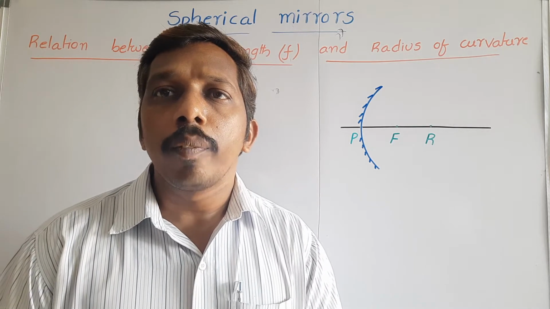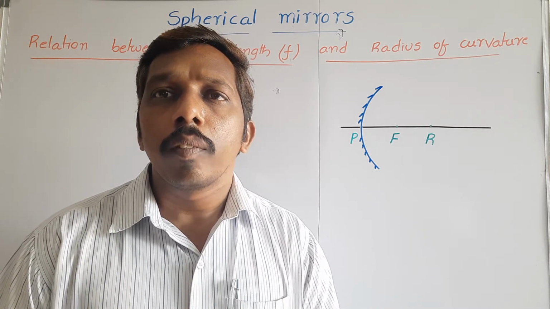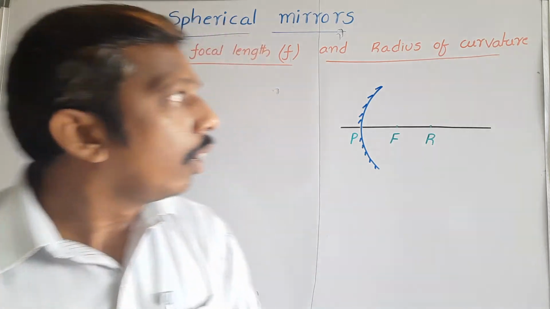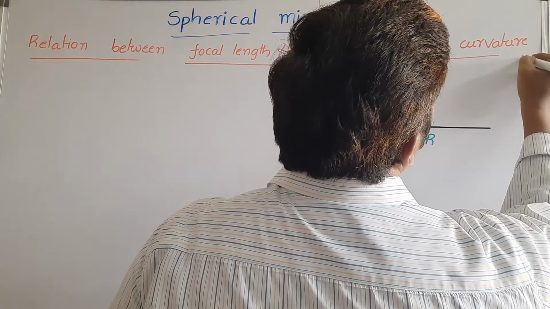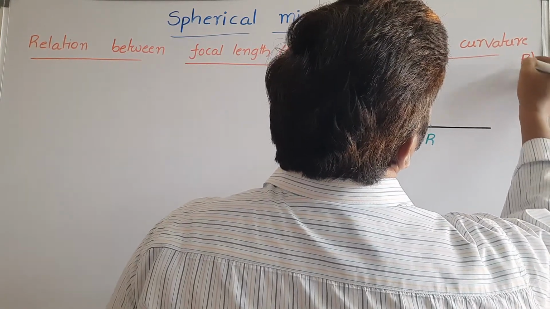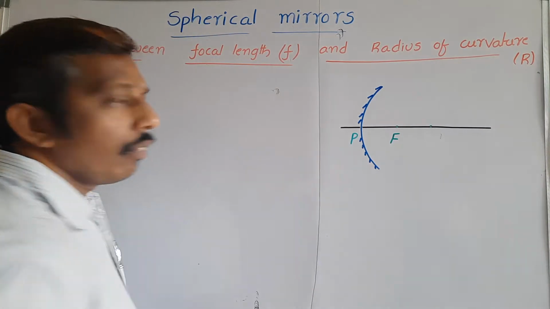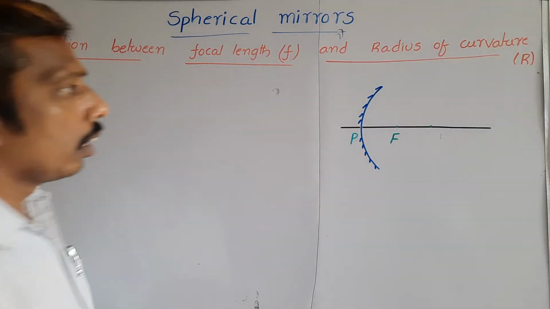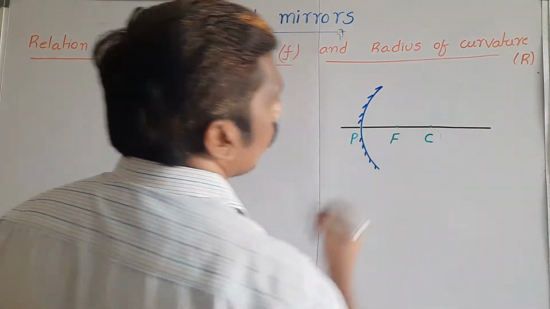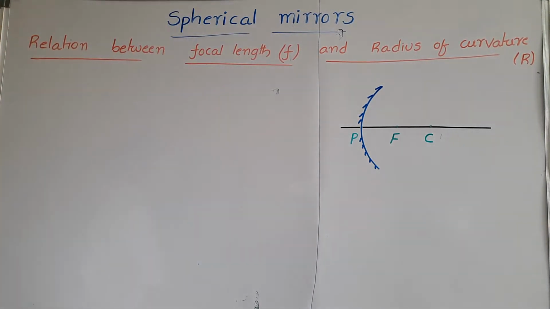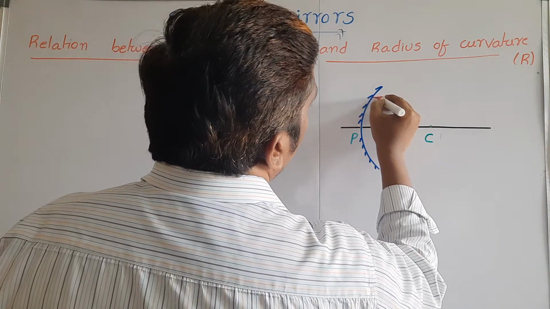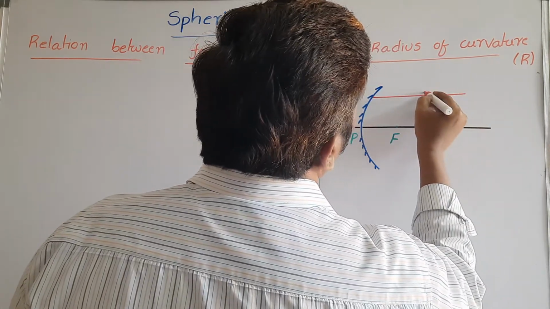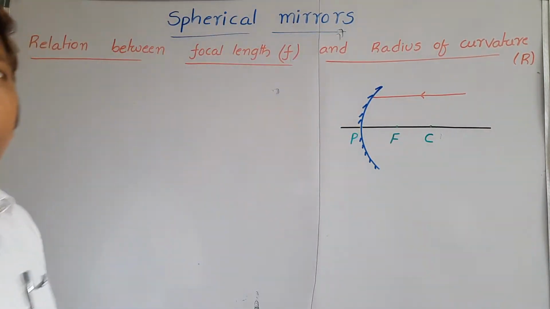Now we derive the relation between focal length and radius of curvature. We know focal length is denoted by the letter f and radius of curvature by the letter R. What is the relation between f and R? To derive this, take one light ray incident on the concave mirror. The light ray is coming parallel to the principal axis and is incident on the concave mirror. This is the incident light ray.